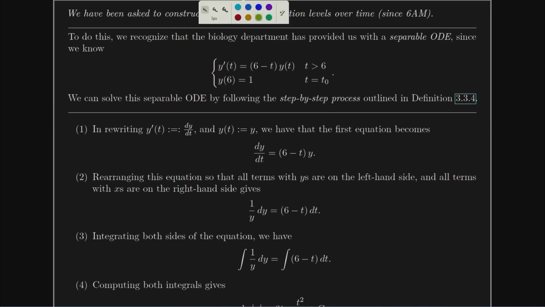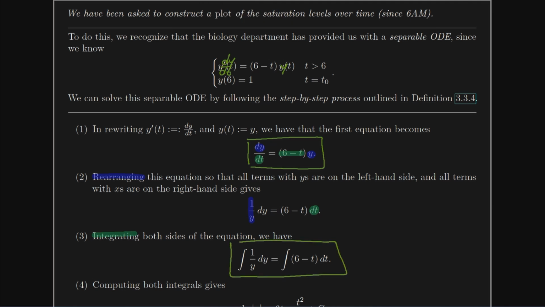The step-by-step process reminds us to replace y'(t) with dy/dt, as well as y(t) with just y. When we do that, we end up with the equation dy/dt equals (6 minus t) times y. We're going to rearrange this so that every term with a y is on the left-hand side, so I'm going to divide both sides by y, giving me 1 over y. Every term with a t goes on the right-hand side, so I'm going to multiply both sides by dt. Then I'm going to integrate both sides, so the integral of 1 over y is equal to the integral of 6 minus t.